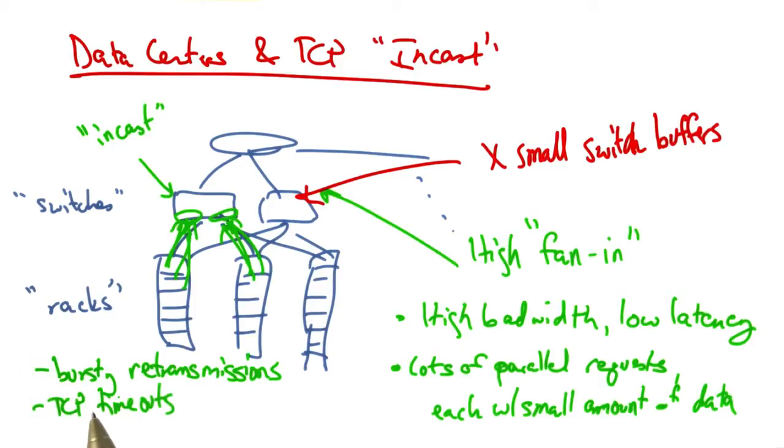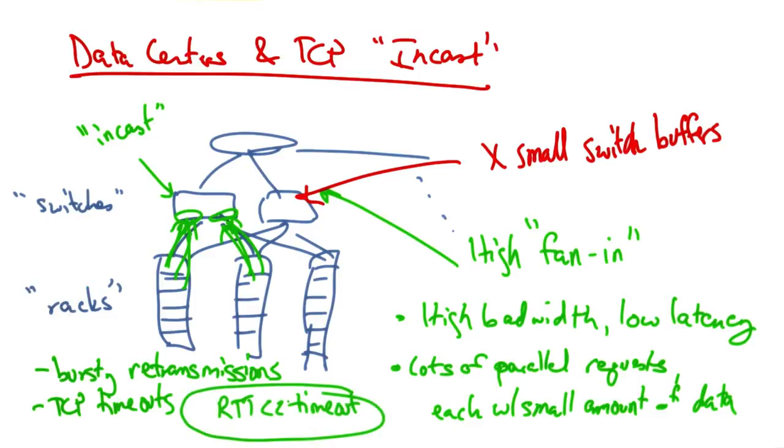The TCP timeouts can last hundreds of milliseconds, but the round-trip time in a data center network is typically less than a millisecond, often just hundreds of microseconds. Because the round-trip times are so much less than TCP timeouts, the senders will have to wait for the TCP timeout before they retransmit. And application throughput can be reduced by as much as 90% as a result of link idle time.